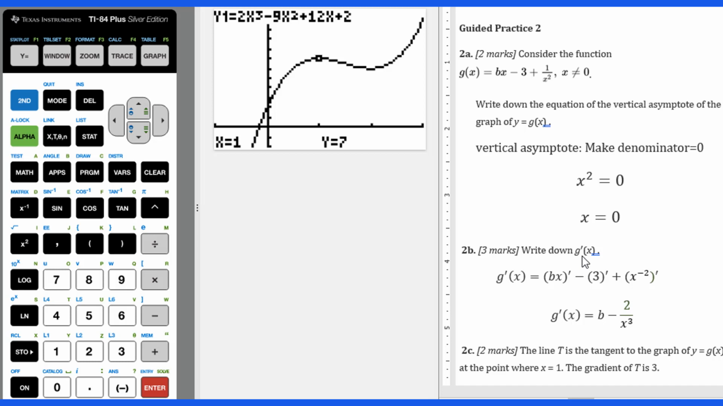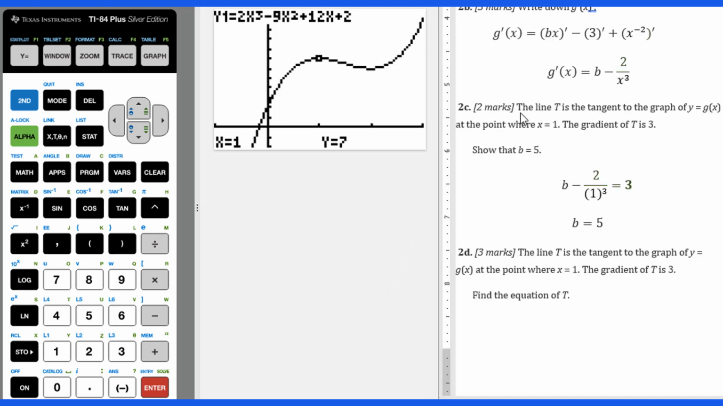Now let's go to B. Write down g prime of x, which means we are looking for the derivative of this function. So we do the derivative of each term. Bx, the derivative, we get b. 3 will be 0. Negative 2 drops down, then minus 1, you will get negative 2x to the negative third power. So we change it into positive exponents. We got b minus 2 over x to the third power. This will be the derivative.